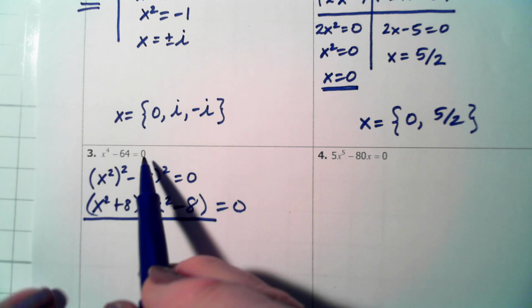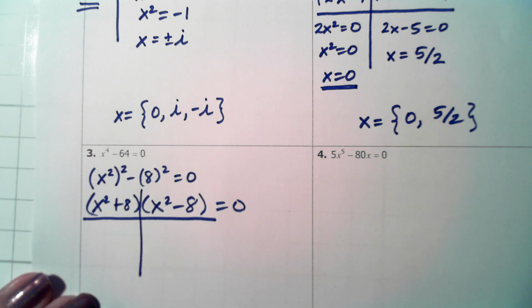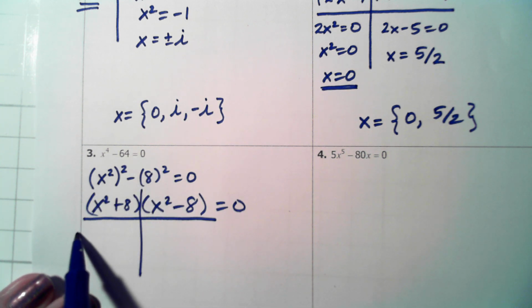Some people say, well, you could have just added 64 to both sides and taken the fourth roots. Fourth roots are harder for a lot of people to figure out, and so it's easier to do this factoring. That's what I was trying to get to earlier. Here we're going to set this equal to 0.